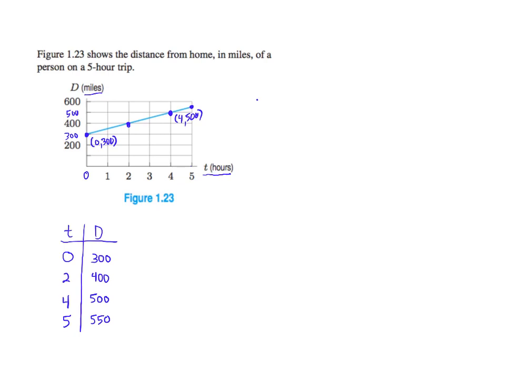Thus far I've used a graph, since that's what the problem was given to us in. We've also used a table: we identified some points on the graph and put those in a table. Now I could come up with a formula. To do that, I need to know what the slope is. So for every 1 hour increase in the input, how many miles am I going to increase in the output?